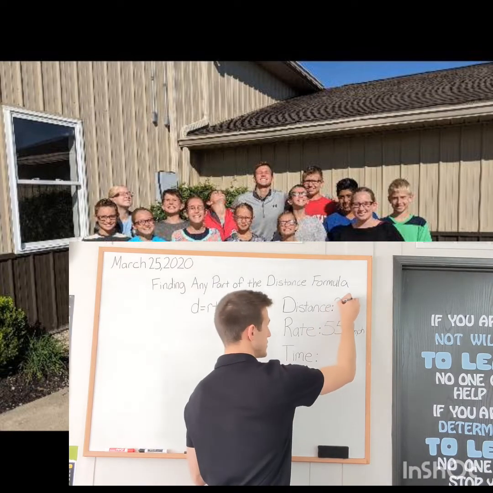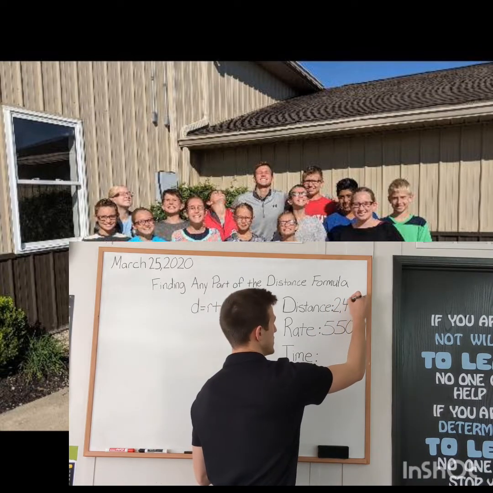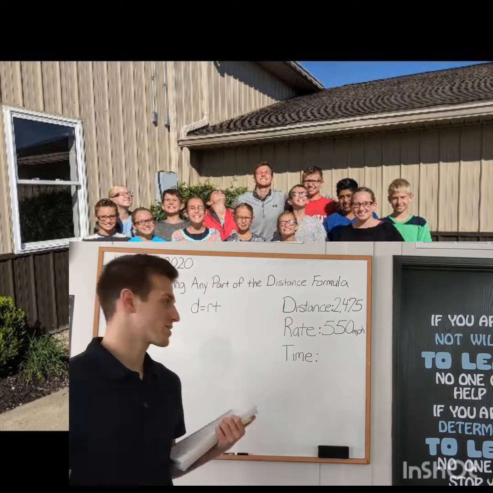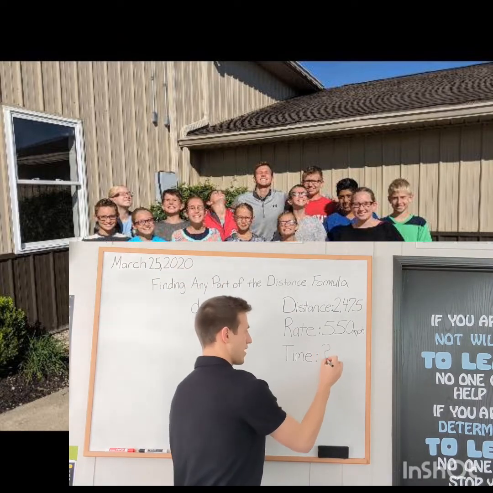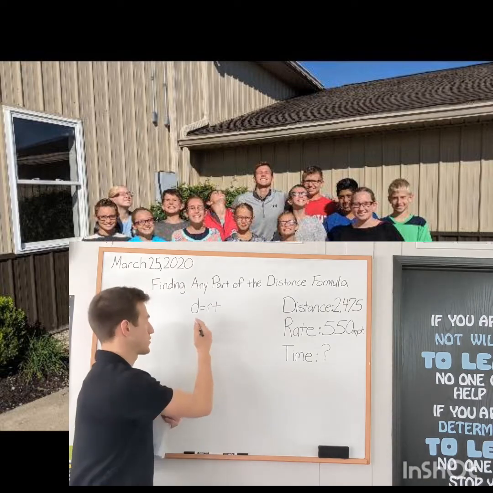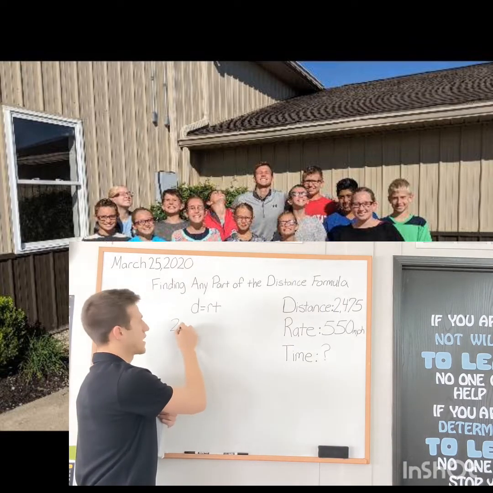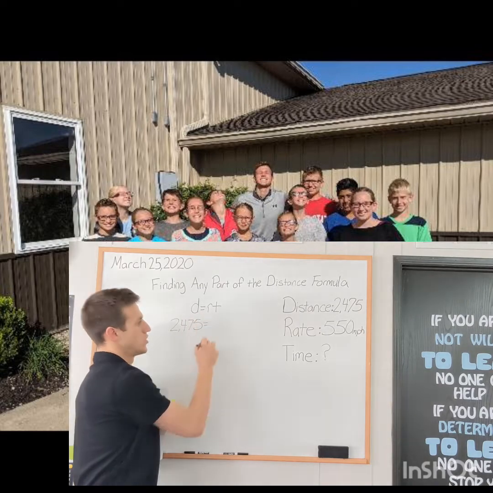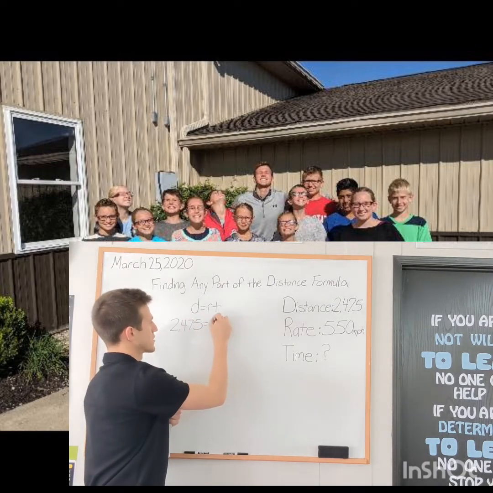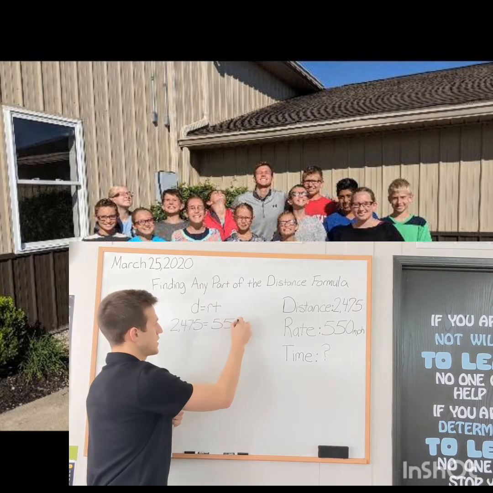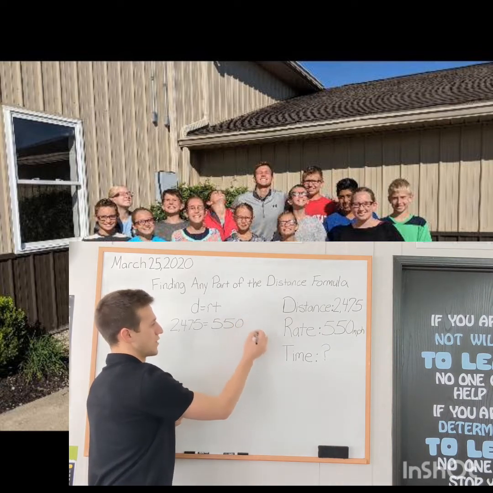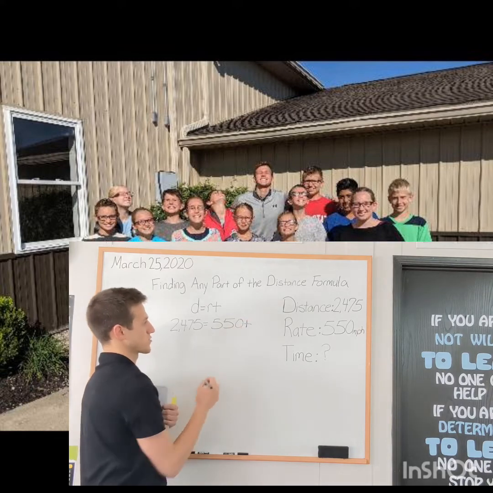So our distance is 2,475. So we do not know the time. That's what we're going to try and solve algebraically to figure out. So let's fill in with our formula. We know that 2,475 is our distance. We know our rate is 550. And our time is unknown. So we have our unknown variable here, which is our time.